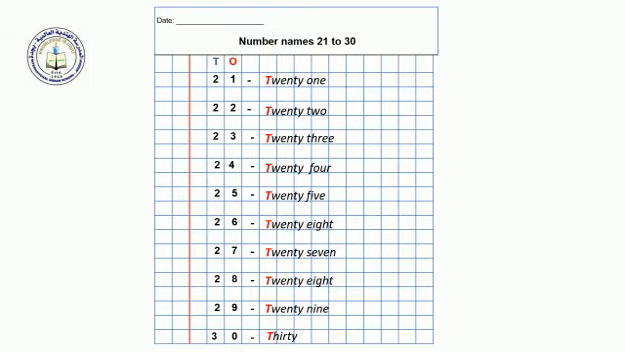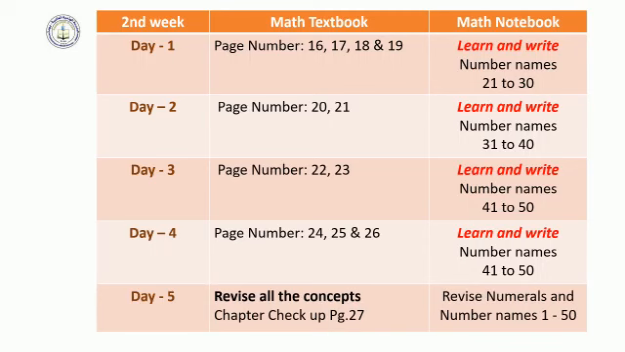Notebook work. Children, you all have completed the number names from 1 to 20 in your previous class. Now, you're going to continue the number names from 21 to 30. The next day 31 to 40 and the next day 41 to 50. Children, revise the concepts on a regular basis and complete the following pages in your math textbook and simultaneously complete the written work in your math notebook.